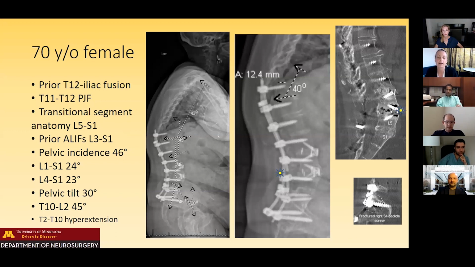Having a fractured pedicle screw at S1 caused us a problem in planning our surgery because we knew that the patient was lacking adequate lordosis. So when we measure the pelvic incidence, we see a PI of about 46 degrees and a total lumbar lordosis L1 to S1 of about 24 degrees. And most of that lordosis was coming between L4 and S1.